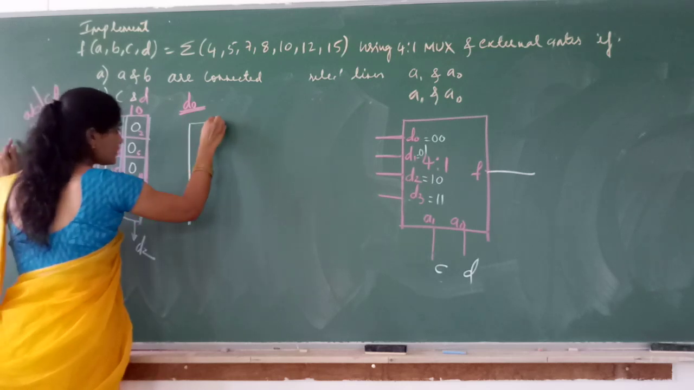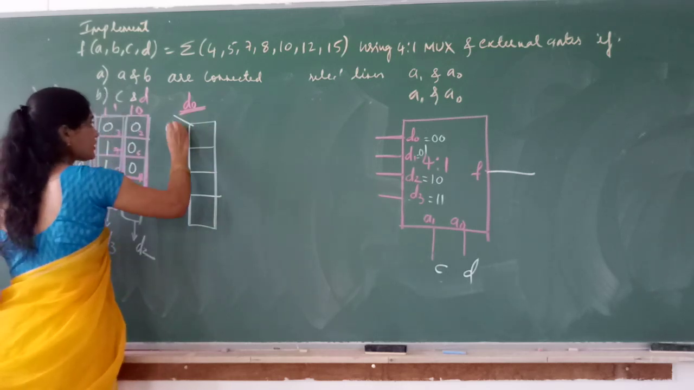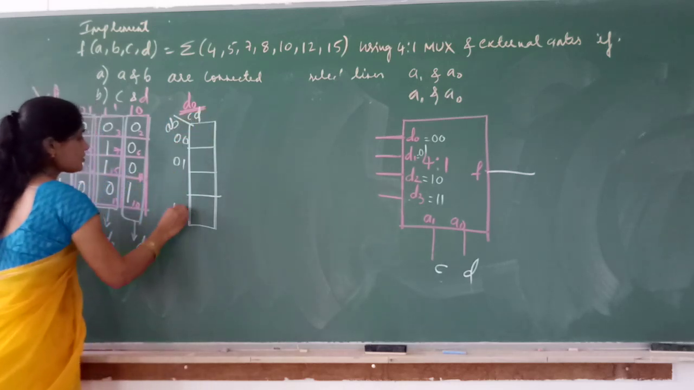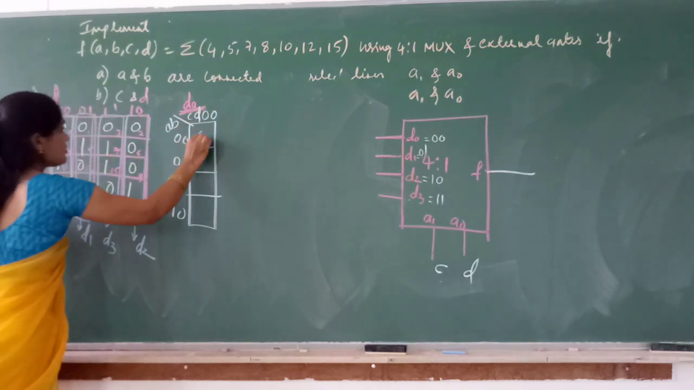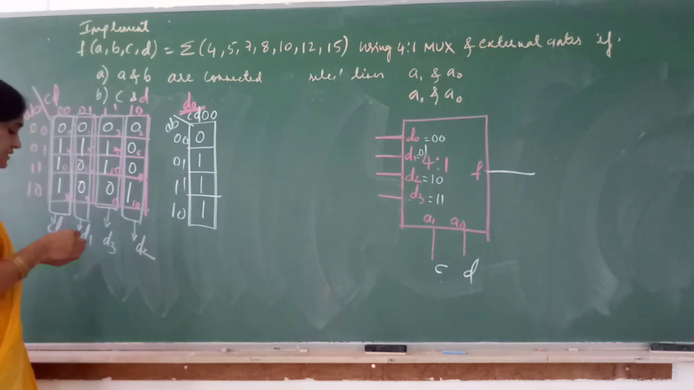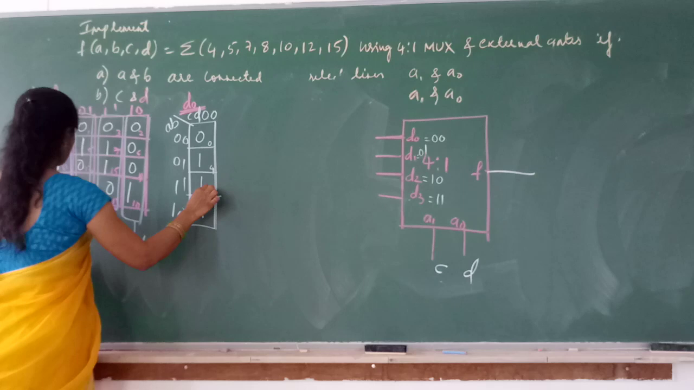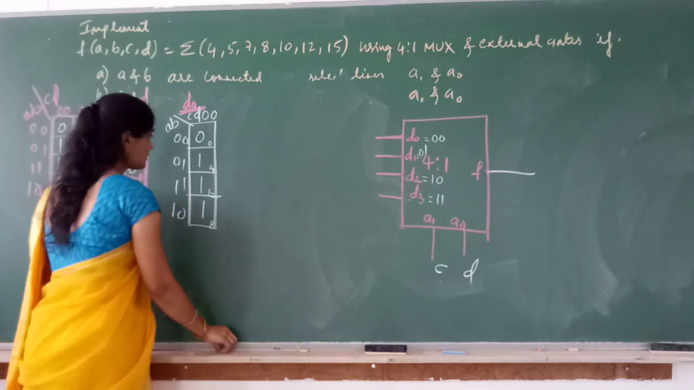You can write however you want, vertically or horizontally, but simplify according to the rules of K-map. So A, B, C, D: 0, 0, 0, 1, 1, 0, 1, 1. So CD is 0. Correct? So 0, 1, 1, 1. Now group these cells. Okay? This is 0, 4, what is this? 12, 8. So group the cells.